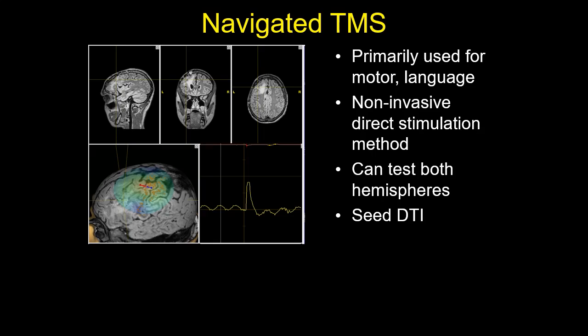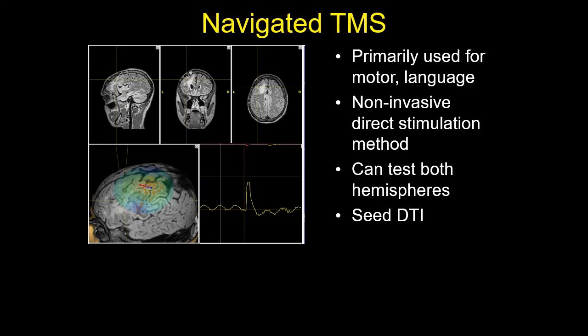Navigated TMS is primarily used for motor language mapping. It is nice in that it's a non-invasive method and does somewhat approximate direct electrical stimulation that we do intraoperatively. In addition, one can test both hemispheres with navigated TMS, and it lends itself to performing serial studies postoperatively to look for changes in motor and language maps.